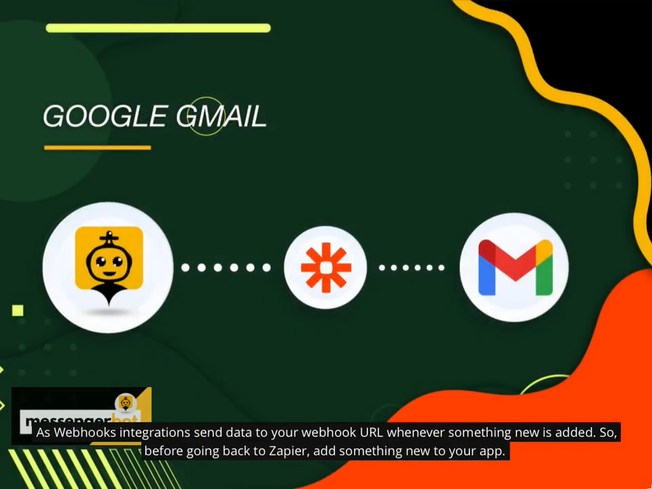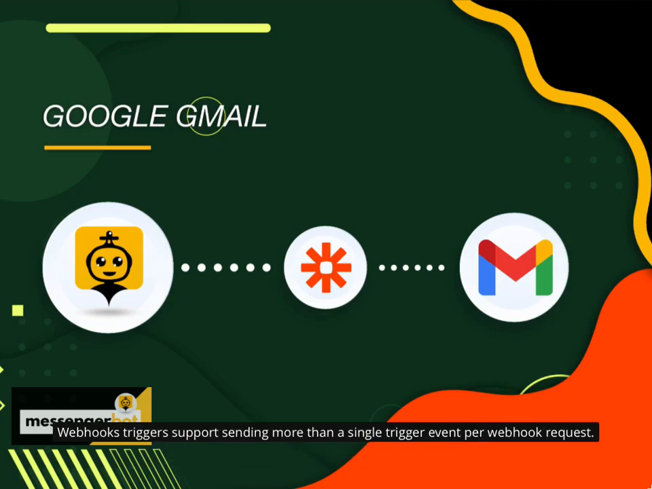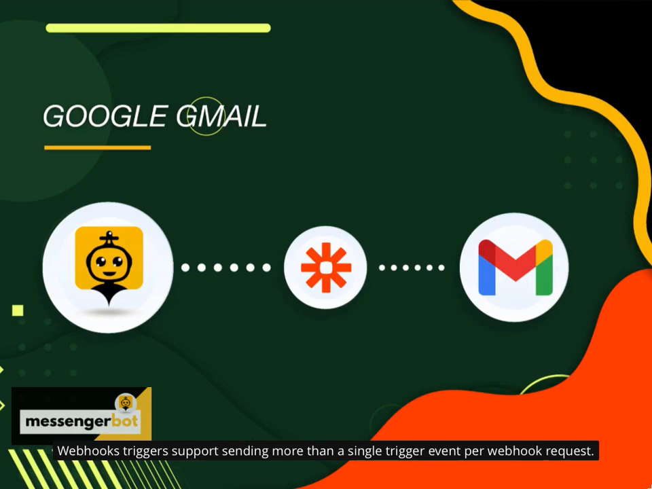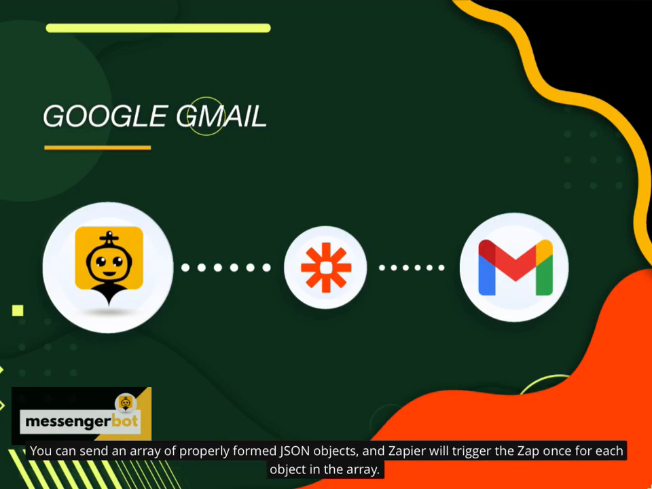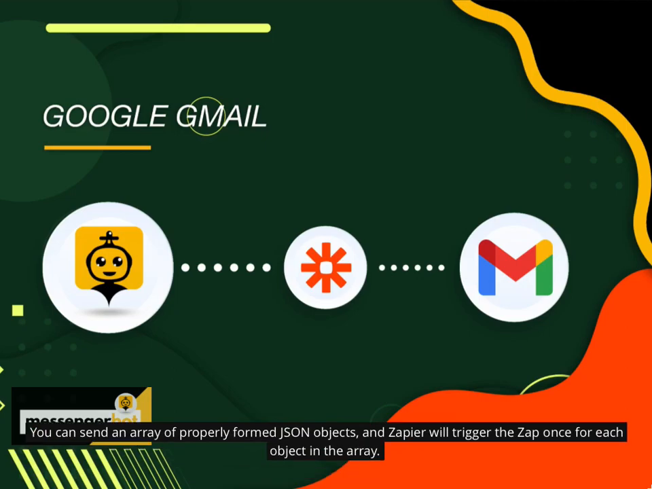As Webhook's integrations send data to your Webhook URL whenever something new is added. So, before going back to Zapier, add something new to your app. Webhook's triggers support sending more than a single trigger event per Webhook request. You can send an array of properly formed JSON objects, and Zapier will trigger the zap once for each object in the array. Back in Zapier, click Find Hook.